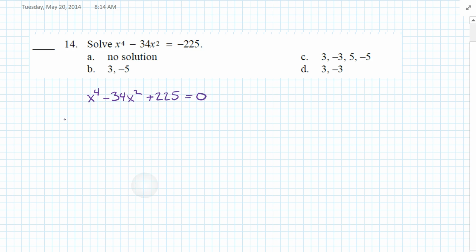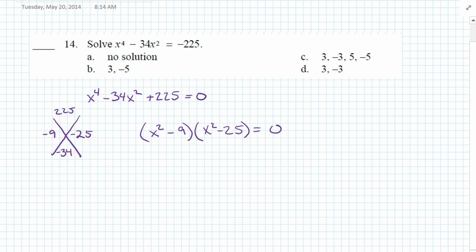Okay, now we can factor it if you don't see it right away. Two numbers that have a product of positive 225 and a sum of negative 34. Two negative numbers. Negative 9 and negative 25 happen to fit the bill. So we're going to get x squared minus 9 times x squared minus 25 equal 0.